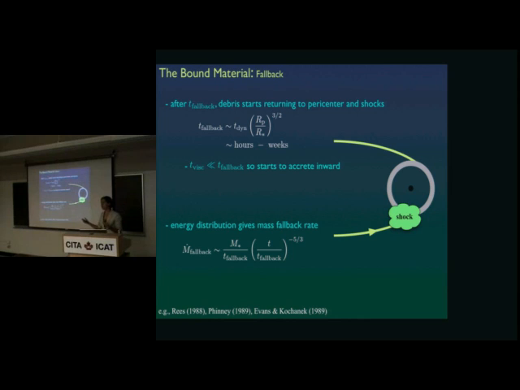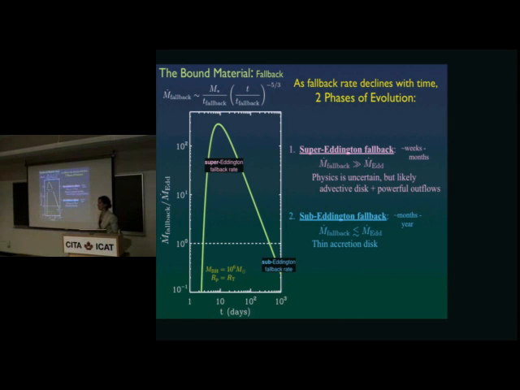And so by knowing what the distribution is of energy within the material that used to comprise the star, we can work out what the rate is of mass falling back to the black hole, Ṁ_fallback. And that's of order M_star over t_fallback initially, and then declines with time as t^-5/3. Now it's this quantity, Ṁ_fallback, that's all important for determining what the observable properties of a tidal disruption event will be.